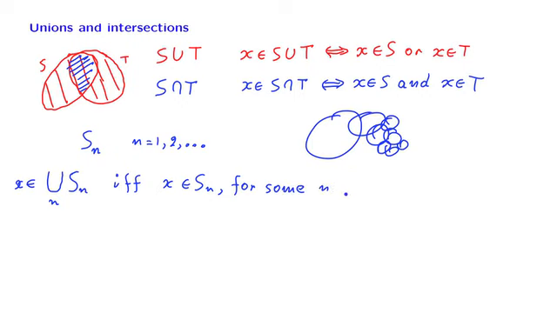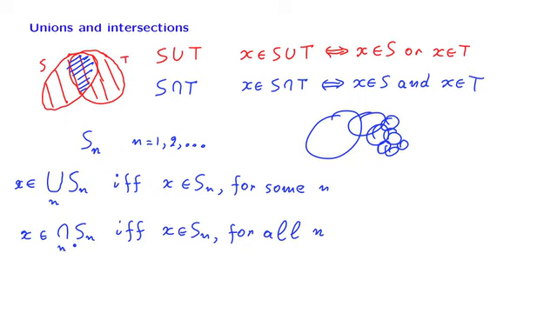We can also define the intersection of an infinite collection of sets. We say that an element x belongs to the intersection of all these sets if and only if x belongs to Sn for all n. So if x belongs to each one of those Sn's, then we say that x belongs to their intersection.